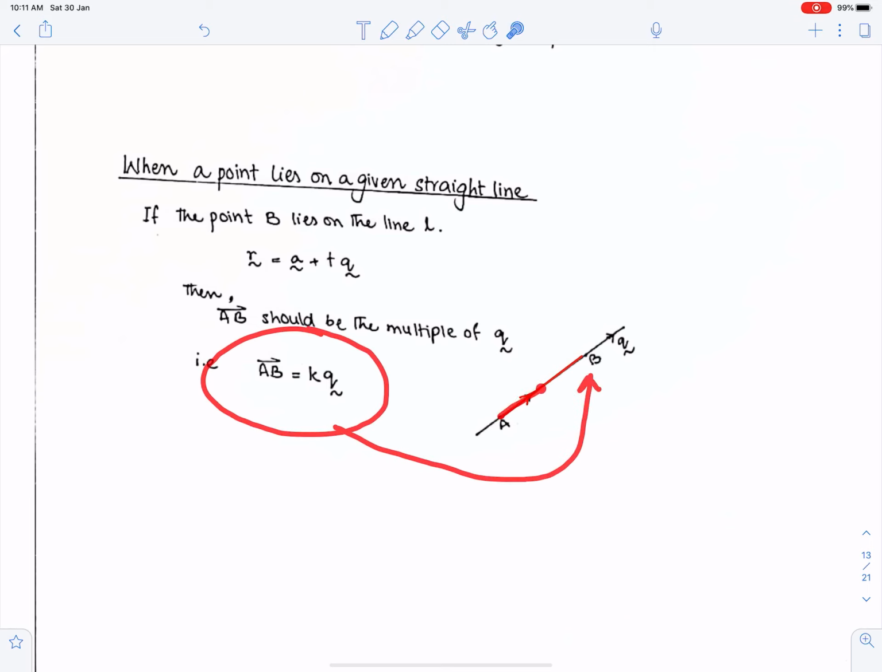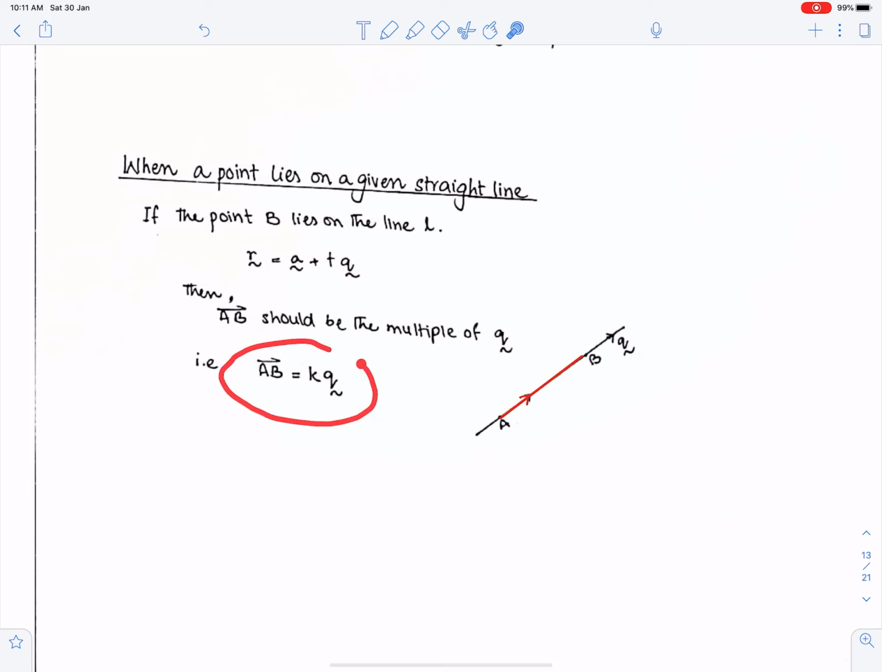This is the way to verify whether the point lies on the line or not. If this vector AB is a multiple of the direction vector, then this point lies on the line. If AB is not a multiple of this vector, that means this point does not lie on the line.